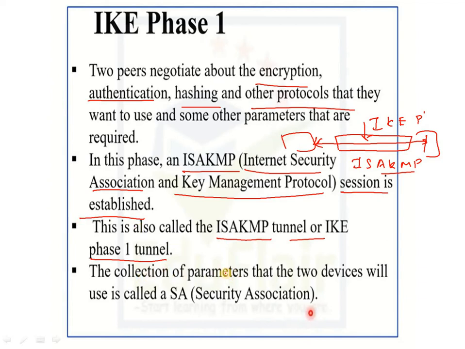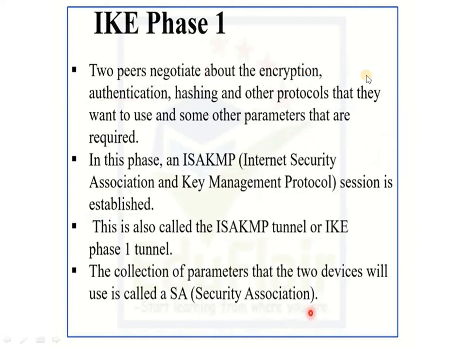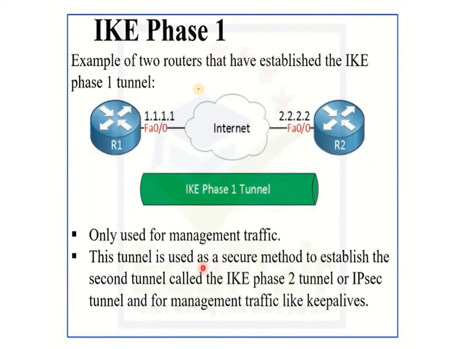Okay, so the collection of parameters. In the negotiation phase, they have collected all the parameters that they want in order to communicate the IP packet securely, that is the SA, Security Association. All the parameters of the security association between the sender and receiver will be negotiated. You can see here, as I told, there are two routers in the example. The IKE Phase 1 tunnel is established for the secure communication between the two parties or two peers.